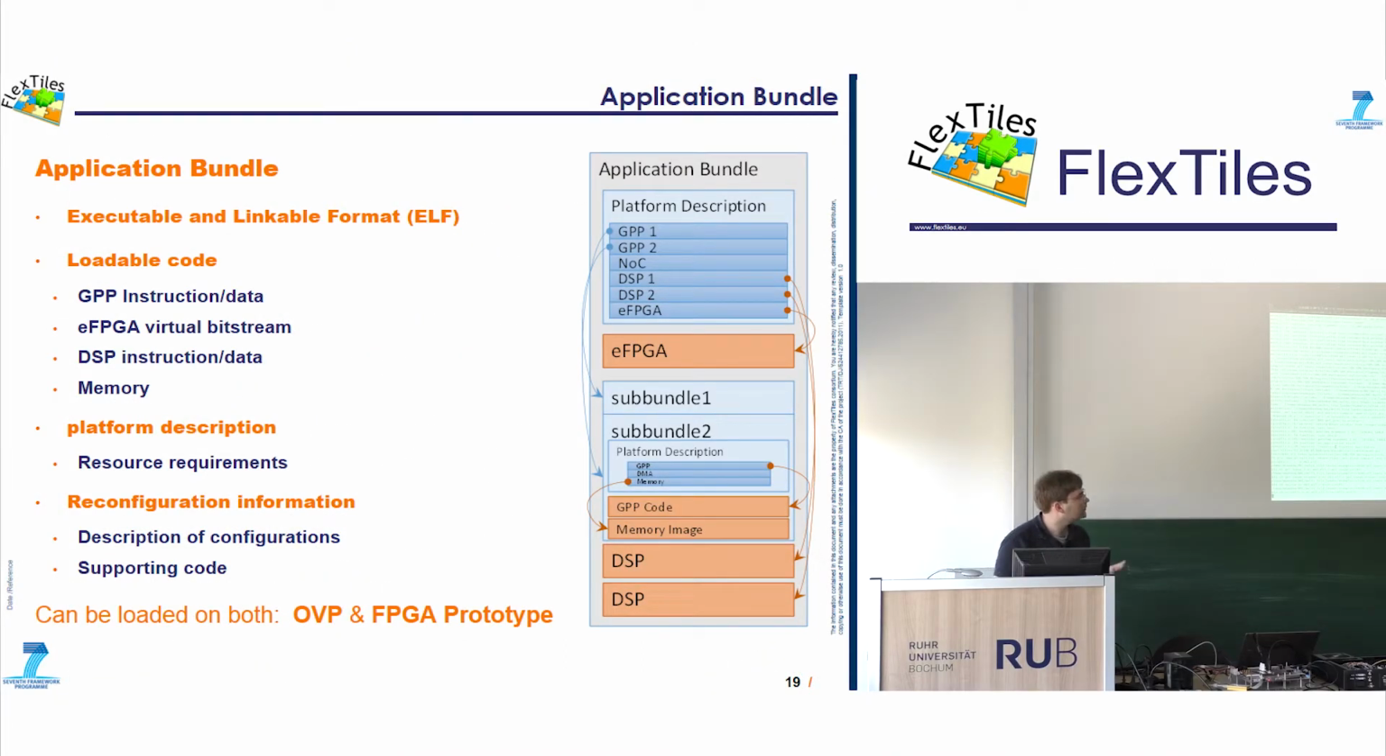So the same information put again on a slide. The bundle actually contains all the loadable code for the GPP. If we have a part running on an eFPGA, it will contain the virtual bit stream. For the DSP, it will contain the code for the DSP. And maybe if you have some input data, you can also put this into the bundle, and this will then be loaded into the memory.